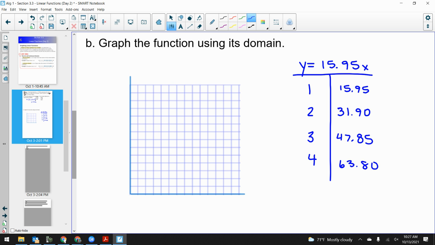Well, what does my x value represent again? What are my x values? The number of tickets. So we put that along the bottom. That's my independent variable. And remember, the independent variable goes along the x-axis. What's my y-axis then? What's my dependent variable? Price, cost, right? Total cost.